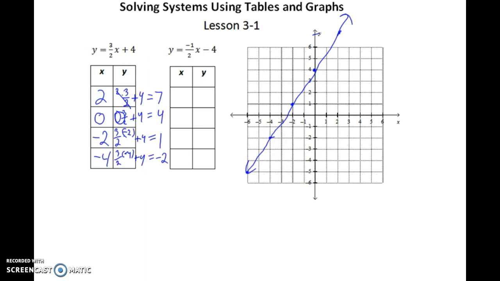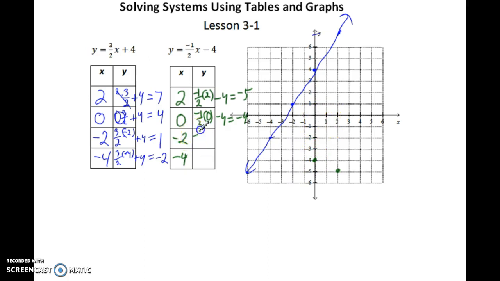And let's try the other one here. Let's plug in the same points: 2, 0, -2, -4. Let's see what happens. If you plug in 2 here, we get -1/2 times 2 minus 4, which is -1 minus 4 is -5. So I have 2, -5. That's right down here. And -1/2 times 0 minus 4, 0 minus 4 is -4. Let's see, 0, -4 is right here.